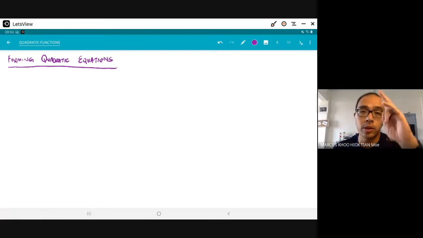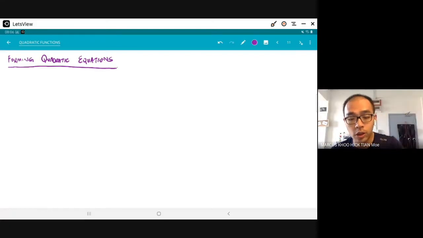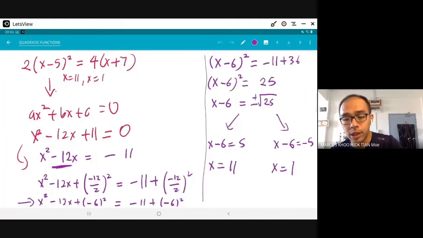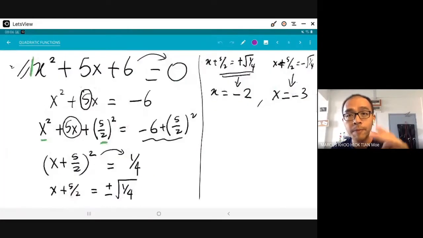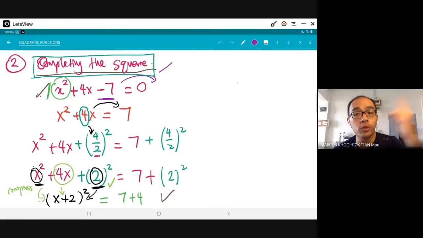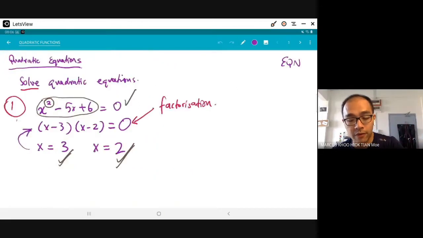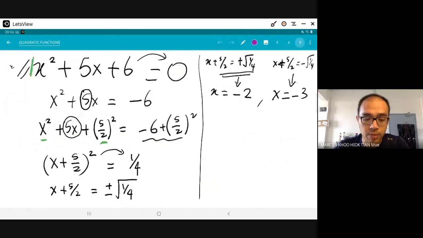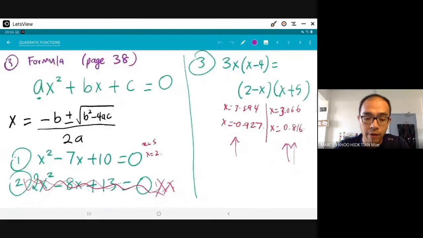Today we want to learn two things. We want to continue our discussion on quadratic equations. Before this, we learned two ways to solve quadratic equations. The first way, which you have learned before, is factorization. The second method is by using completing the square, and the third one is by using the formula.